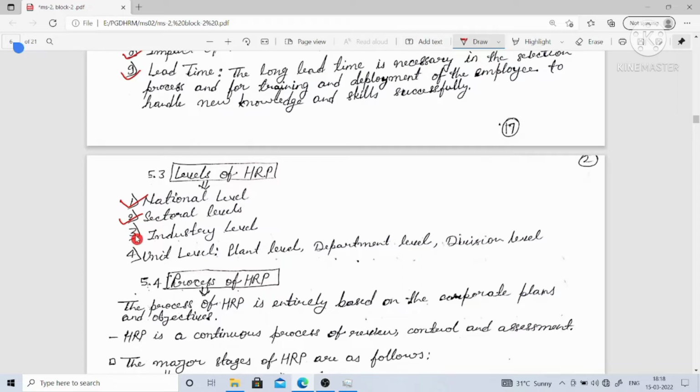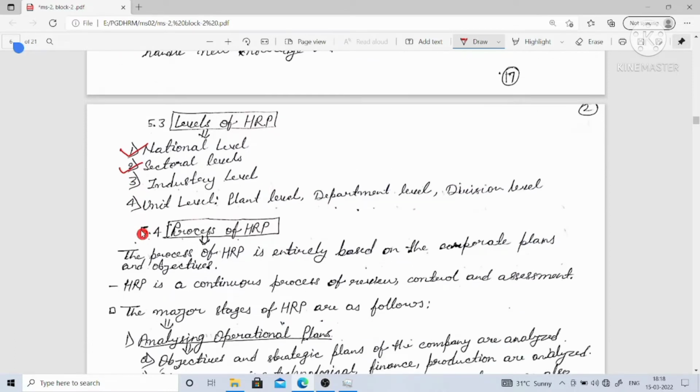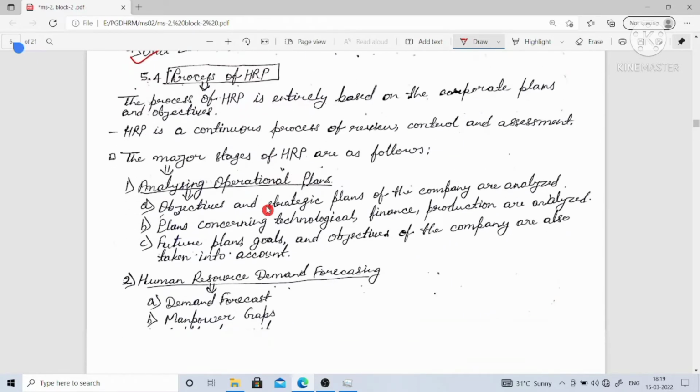in different sectors, any particular field we can say at sector level. Third, the industry level, for any particular industry, organizations should forecast and plan the number of people required. Then fourth, given the unit level, meaning at plant level, department level or division level. What different kinds of people are required for the job and how many people are required for the job.